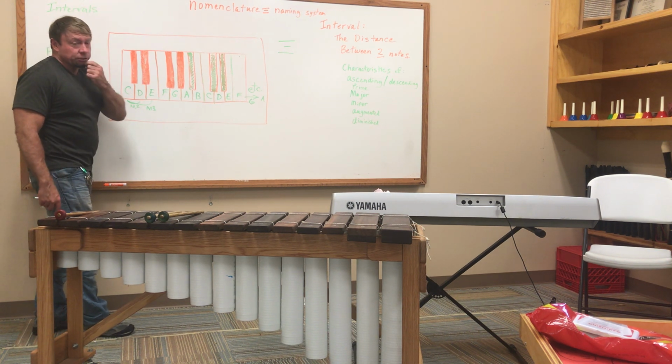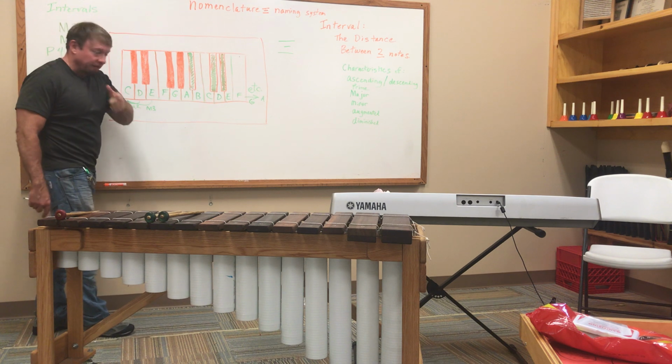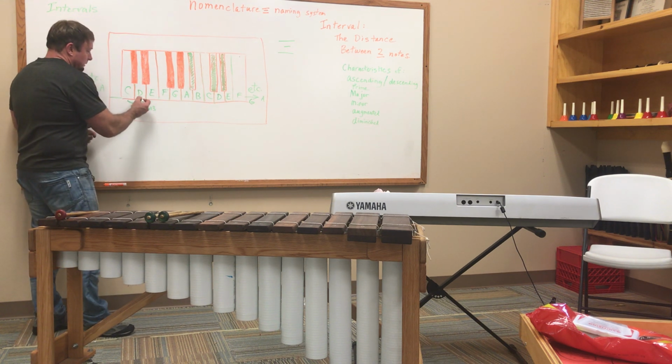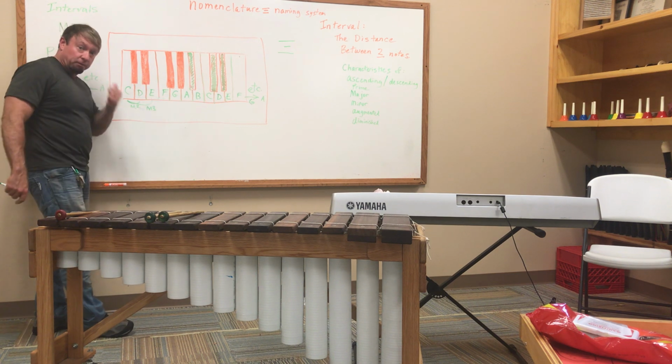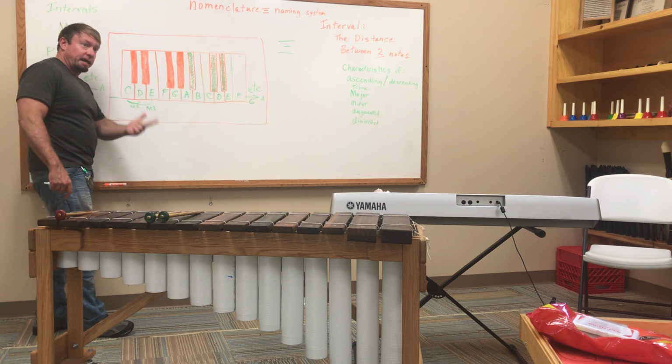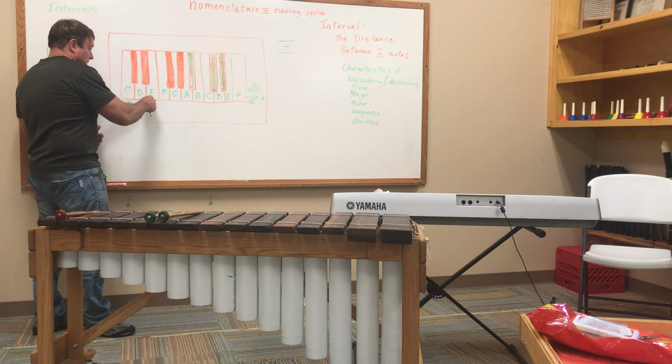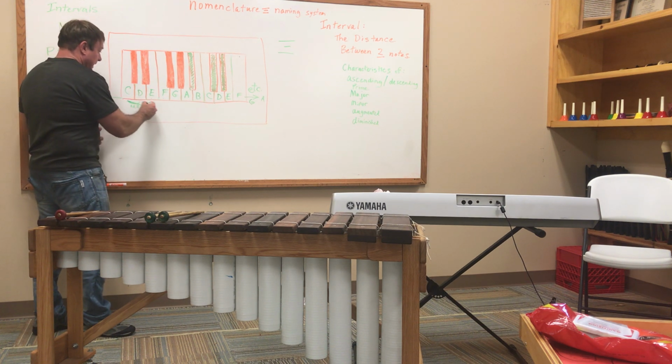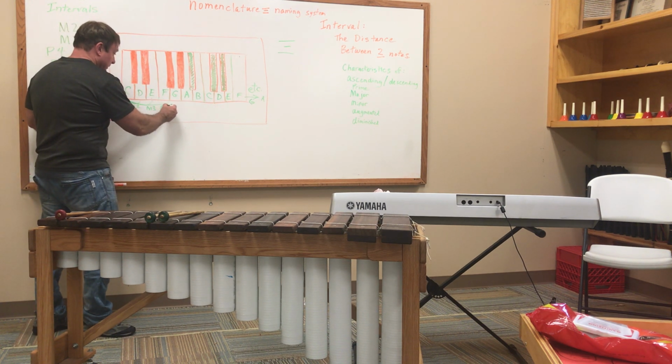But not major, though. It should be perfect, right? Perfect. 1, 2, 3, 4. We just went from C to F. We have to count the C, and we have to count the F. 1, 2, 3, 4. So that is a perfect fourth.